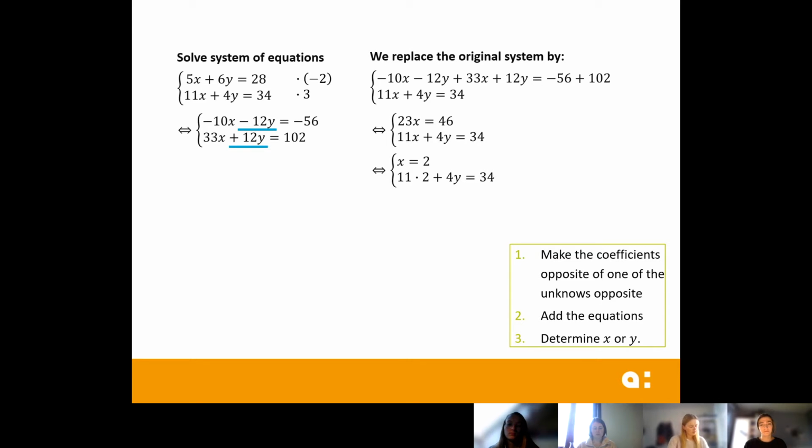Now we notice we can replace x by 2 in the second equation. To determine the value of y, we subtract 22 from both sides of the equation. That gives us 4y equals 12. We divide both sides by 4. And we know that the value of y is 3. The solution set consists of the ordered pair (2, 3).